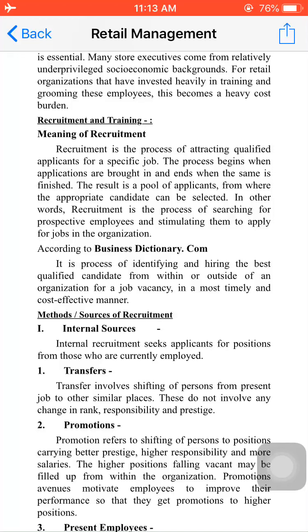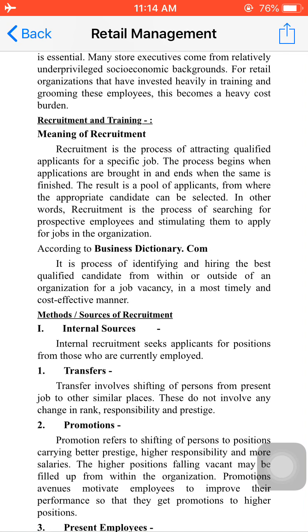Very good morning, guys. As we are going through the topic of human resource management, we have gone through human resource management and human resource planning in the previous classes. So today our topic is mainly related to recruitment and training. As a part of human resource management, these are the various activities involved.